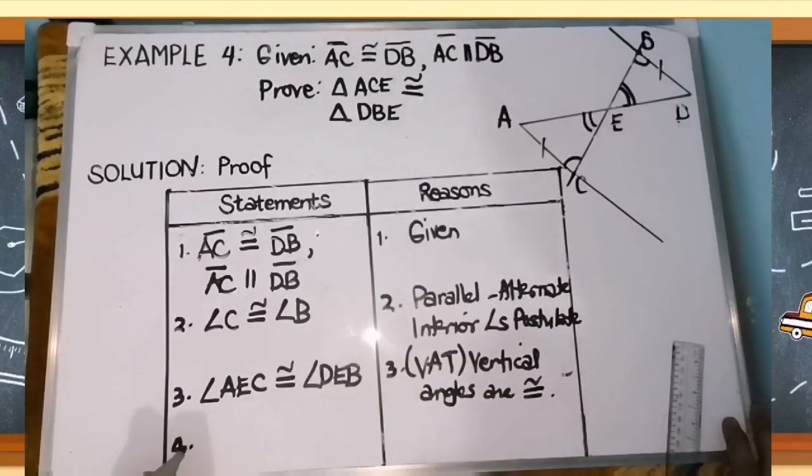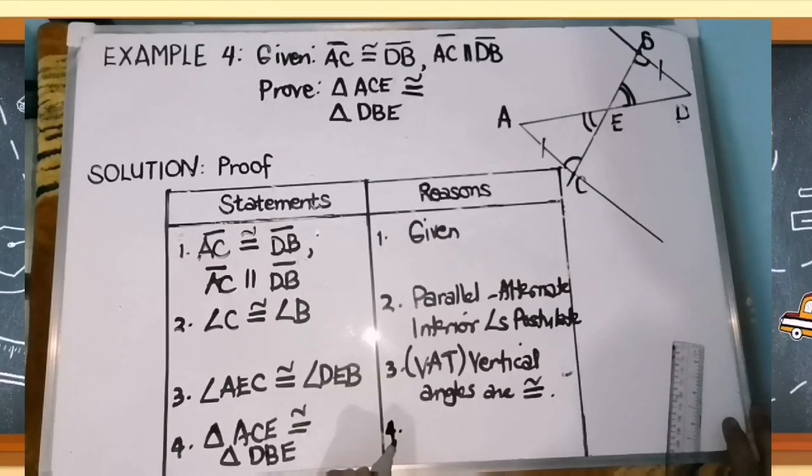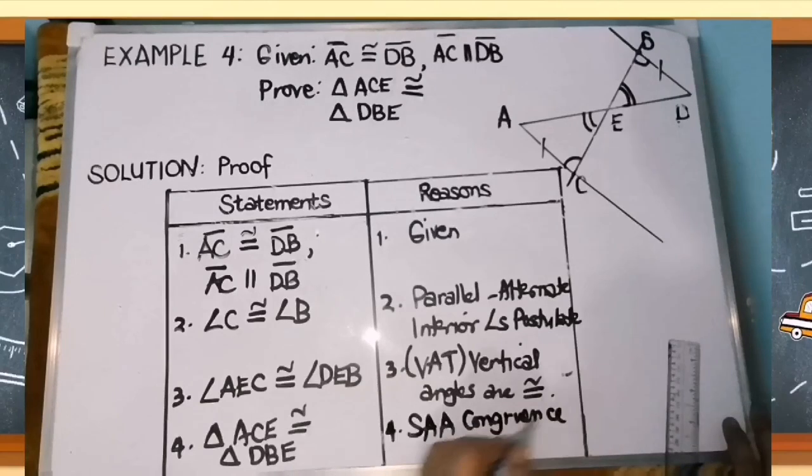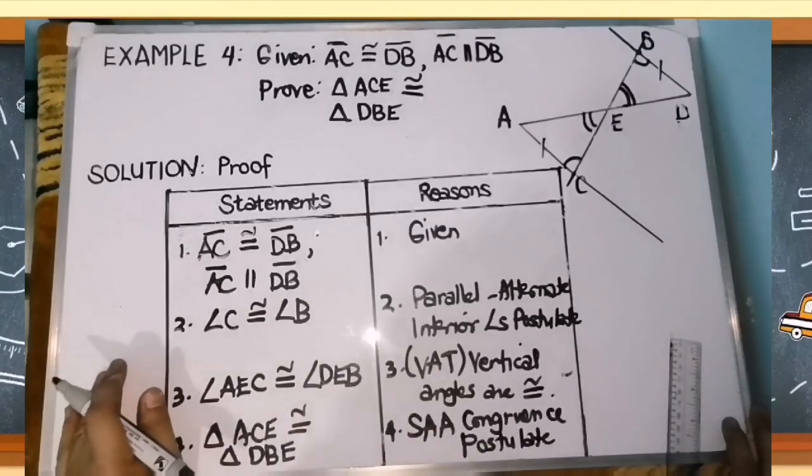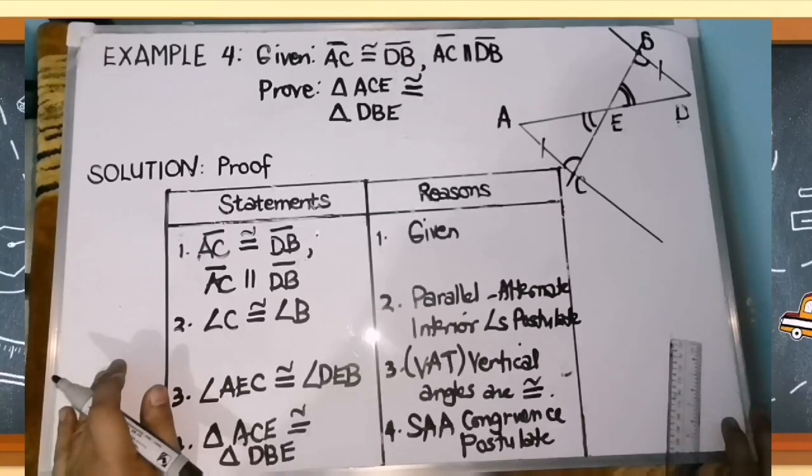And then for our last statement, we can say now that triangle ACE is congruent with triangle DBE. Our reason, for statement number 4, is the SAA congruence postulate. So that's it for our last example. I hope that you learned from our 4 examples how to prove that two triangles are congruent by applying the different postulates that we have.